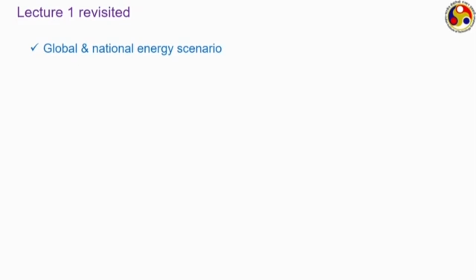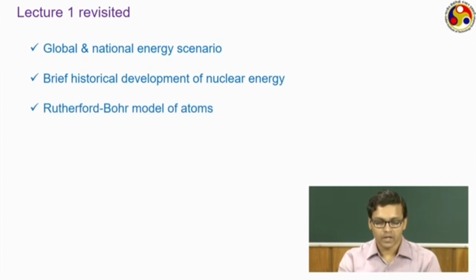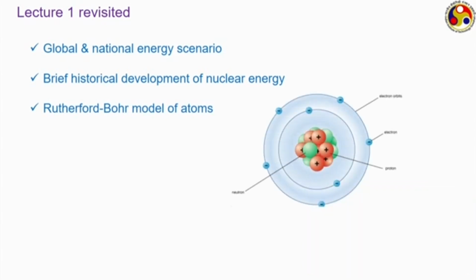Just a brief summary of whatever we did in the previous lecture. We had a discussion on the global and national energy scenarios, and we briefly discussed the historical development by mentioning the works by some of the eminent scientists. And then we discussed the Rutherford-Bohr model of atoms, which is quite similar to the solar system, having a heavy nucleus at the center and tiny electrons moving around that in the orbits.